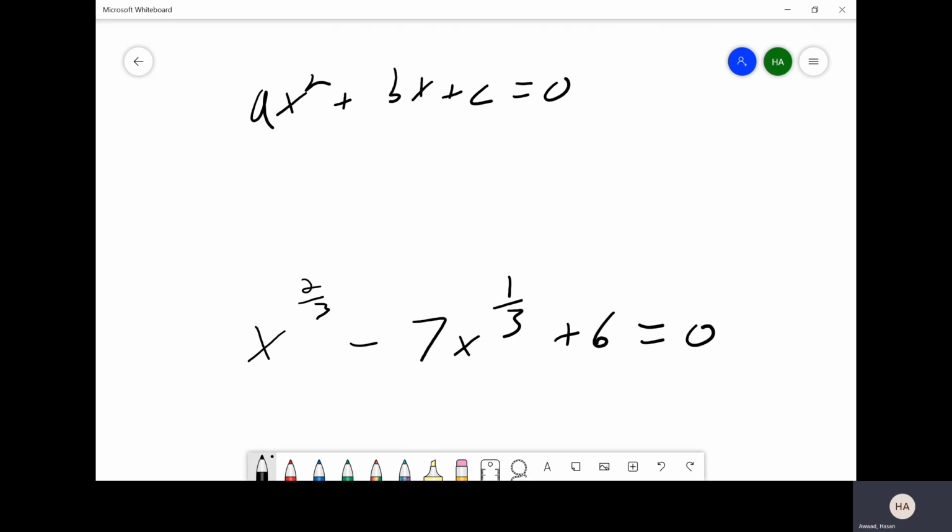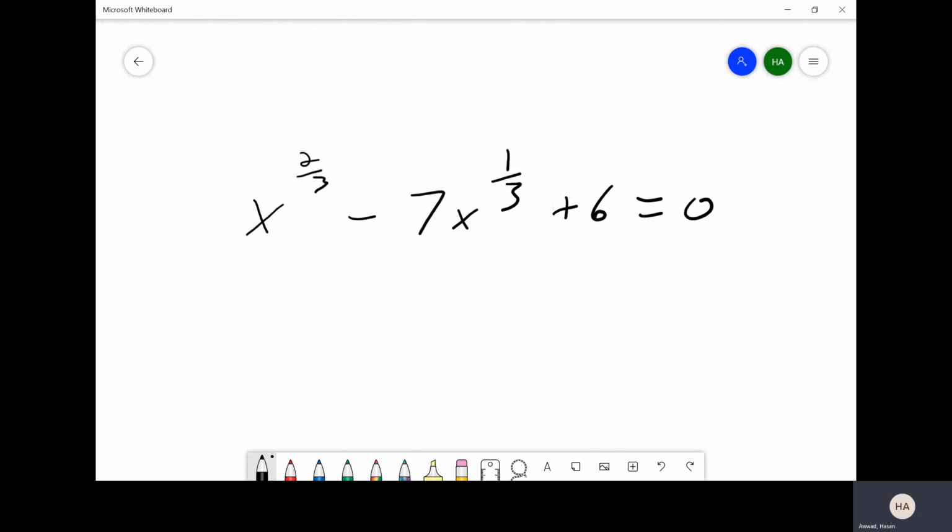Your goal is, whatever you substitute in, to make it look like this form here. So give this a shot. Even if you don't solve the whole thing, see if you can just get the substitution right, so that you can get it looking like a quadratic in standard form. So give it a shot, see what you come up with.